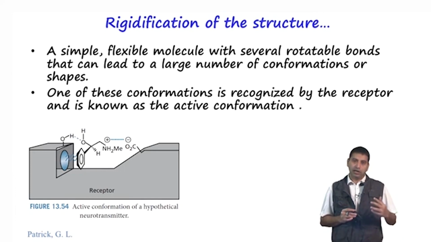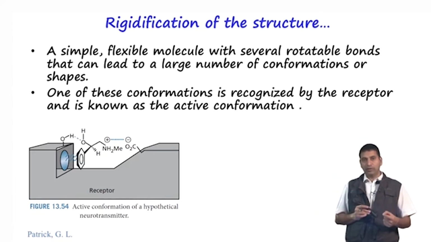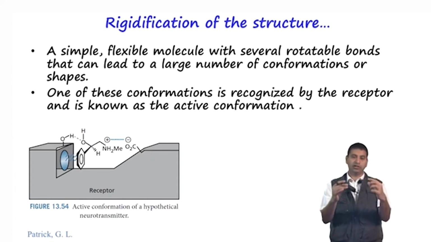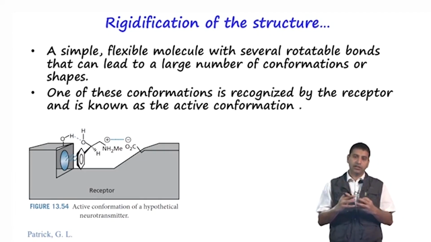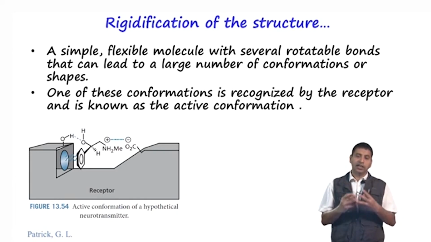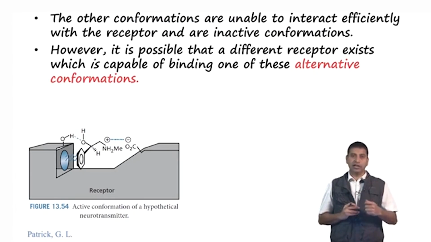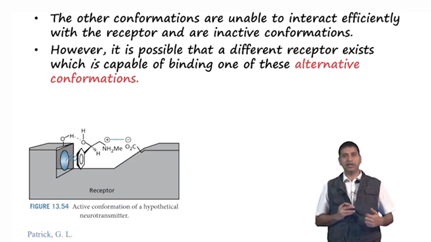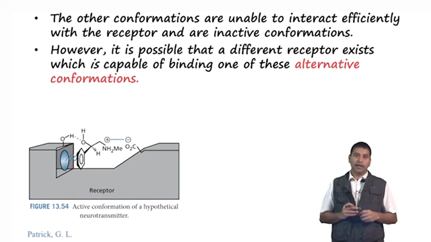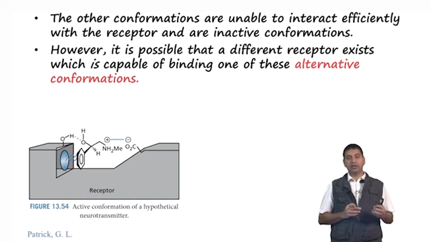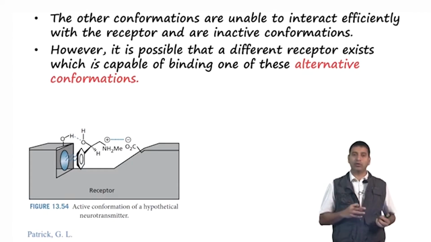But we have discussed previously that there may be what is known as an active conformation, wherein there is a specific shape of the molecule and a specific structure which is going to interact with the receptor. This is called the active conformation, and ideally we would like to mimic it. The corollary to this is that the other conformations which are theoretically possible are unable to interact efficiently with the receptor and are therefore called inactive conformations. It is possible that a different receptor can bind to these alternative conformations.